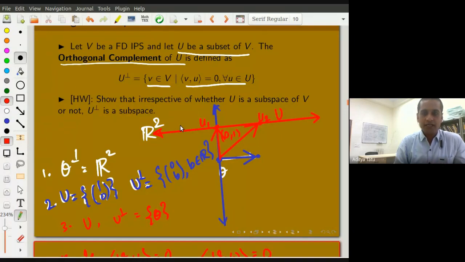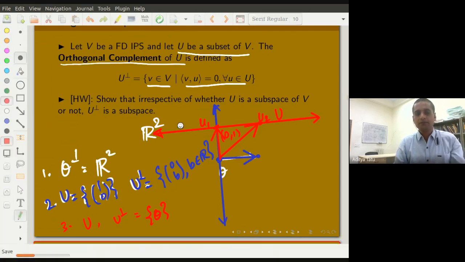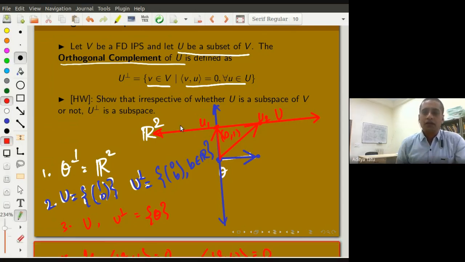If you want, we can look at more examples. You can come up with your own set U and let us try to find out its orthogonal complement if you want. Otherwise, we can proceed. The idea is clear. Okay, then I'm assuming you are okay with this.